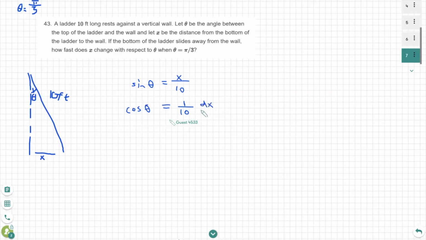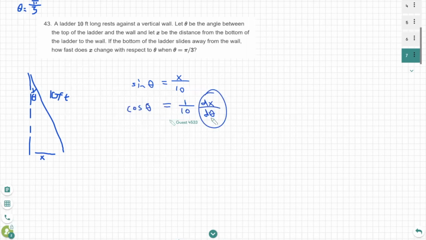dx. What are we differentiating with respect to? Theta, no, x. Well, what does the problem say? Yeah, theta. x changes with respect to theta, d theta. Okay, right. Now would we plug in pi over 3? Where would you plug it in? Into cosine theta and the dx over d theta.